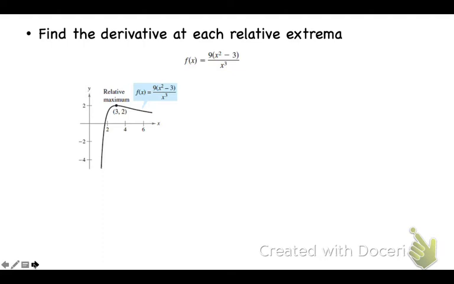I'm going to have to use what rule? The quotient rule. So I have f of x equals 9 times x squared minus 3 over x cubed. I personally, for this one, would just keep the 9 out. You could put it in if you want. So this would be 9x squared minus 27, wouldn't it? Yeah. Okay.